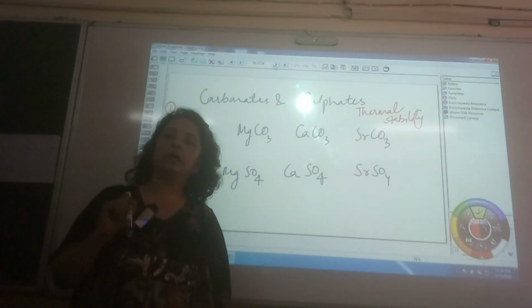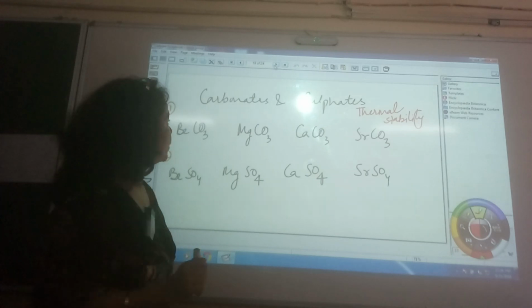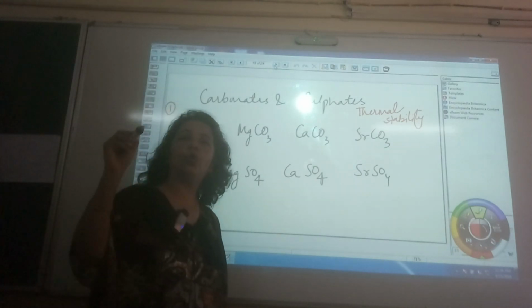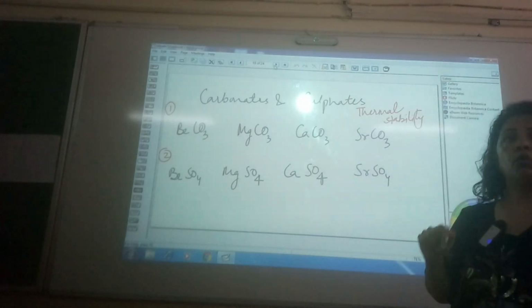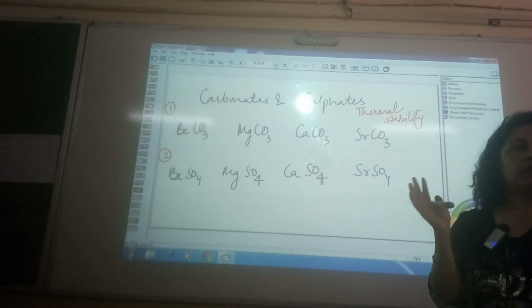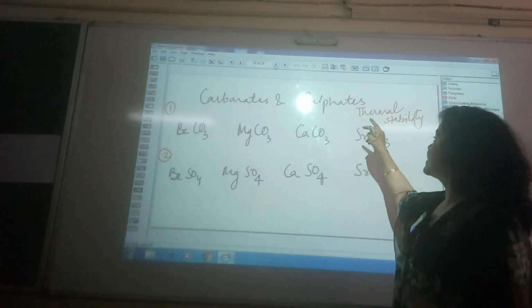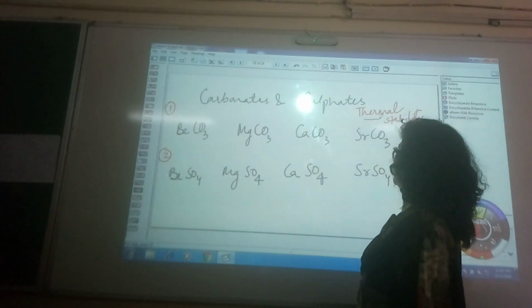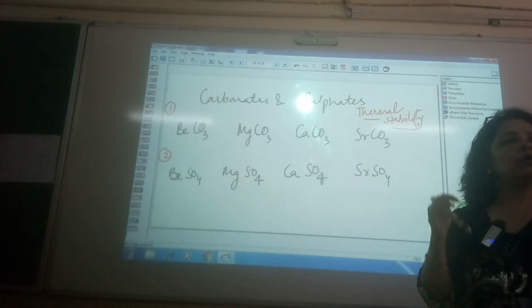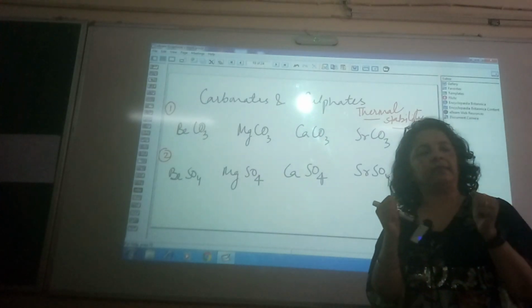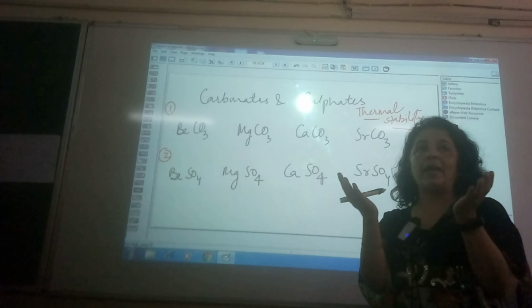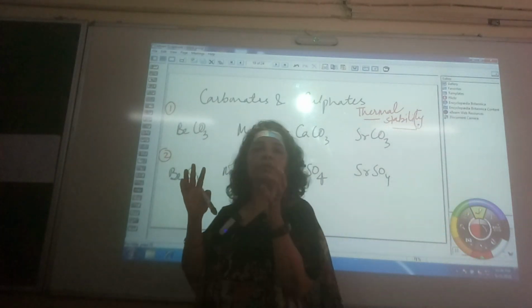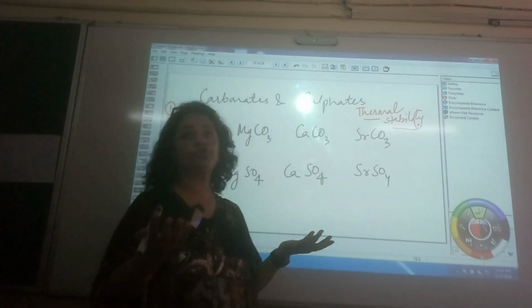Now let us talk about the carbonates and sulfates. As you very well know, a carbonate is the CO3 2- ion. Sulfate is the SO4 2- ion. They are bulkier anions. So, since they are bulkier anions, I am going to talk about the thermal stability. How strong is the bond between the anion and the cation? The strength of the bond is dependent on the comparative sizes. If they have similar sizes, the strength of the bond is strong.